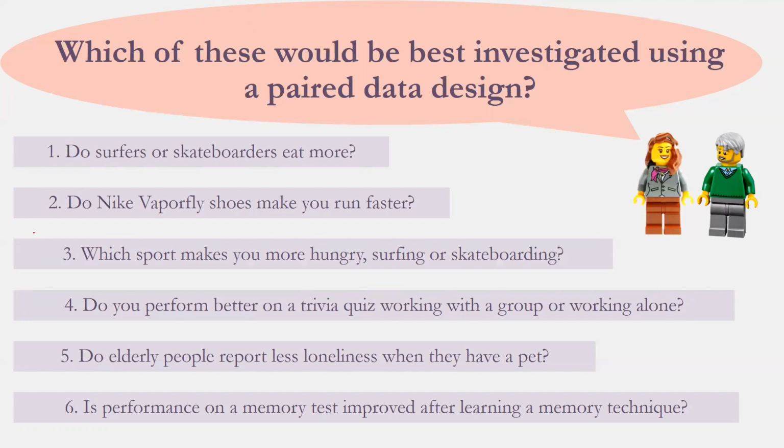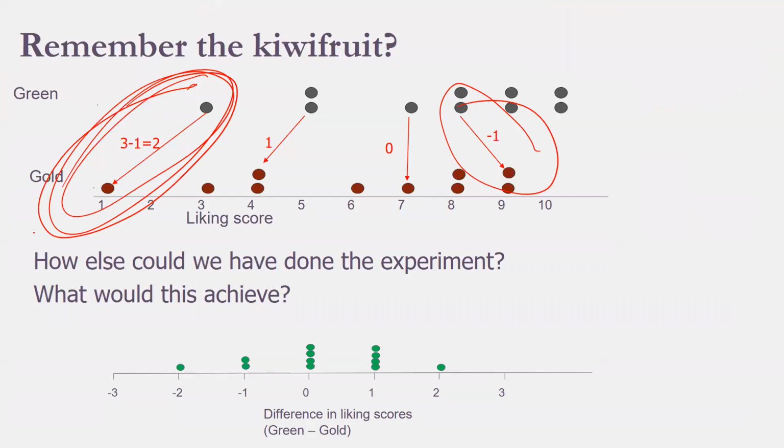And then think about what it would achieve. The reason you would do a paired design, the reason that would be better, is if there's more variability between individuals than between the treatment levels. So if there's a bigger difference between how much people like kiwi fruit than there is between green and gold kiwi fruit, then a paired design is better because you get rid of all those individual differences between people and you just look at, for each person, the difference between the treatment levels.